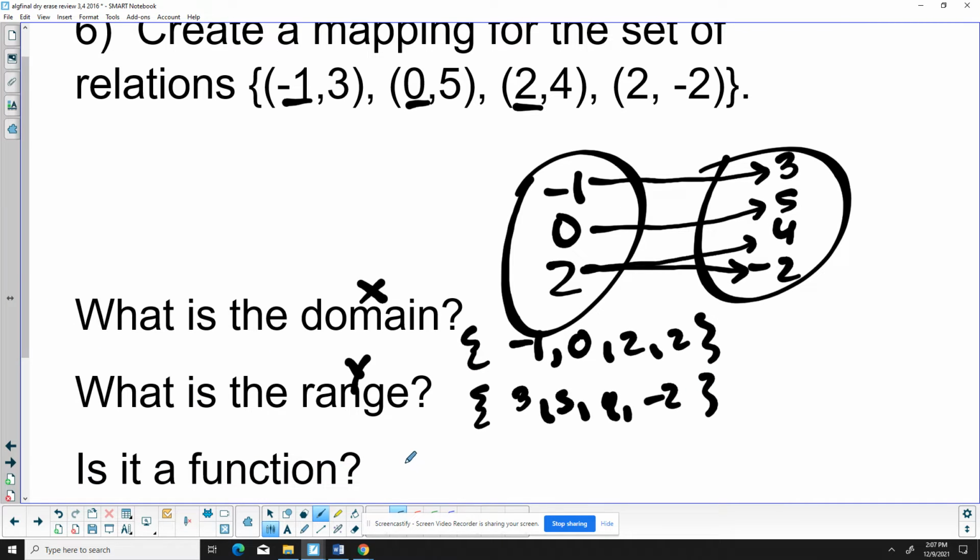And it's not a function. It's not a function because there are two 2's in the domain. See how there are 2 arrows coming off this 2? That means it's not a function.